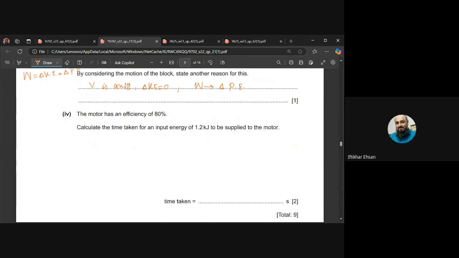Next, the motor has an efficiency. Calculate the time taken for an input energy to be supplied to the motor.